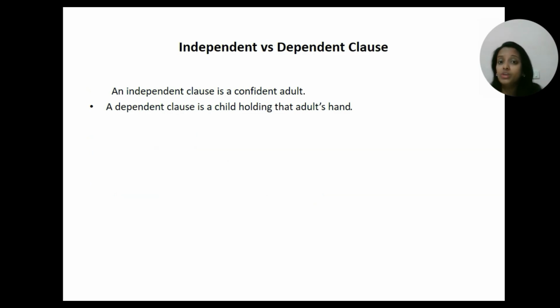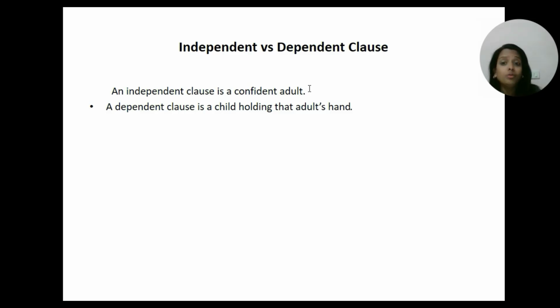Now let's pause and really understand this idea of dependent. Think of it like this. An independent clause is a confident adult. A dependent clause is a child holding that adult's hand. The child cannot walk into the world alone, right? But together, yes, they make a meaningful sentence. That's exactly what a complex sentence is.